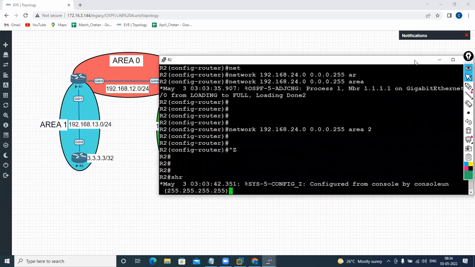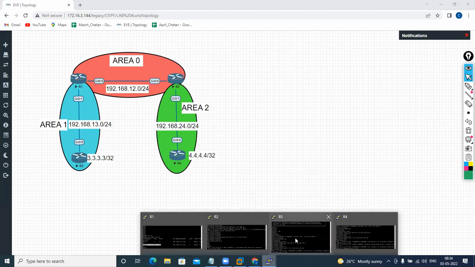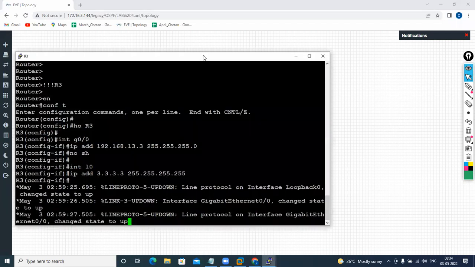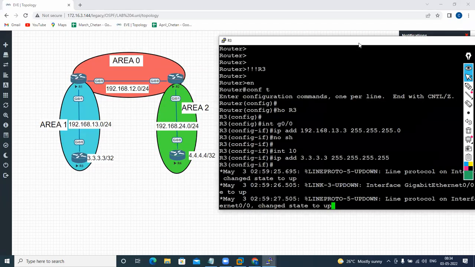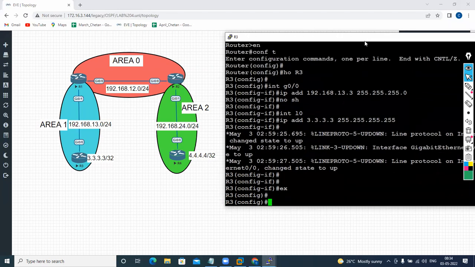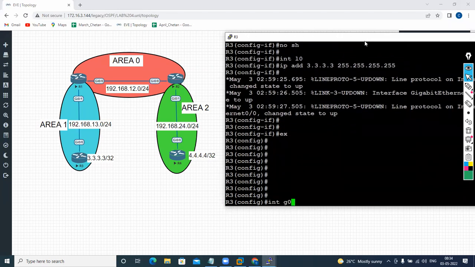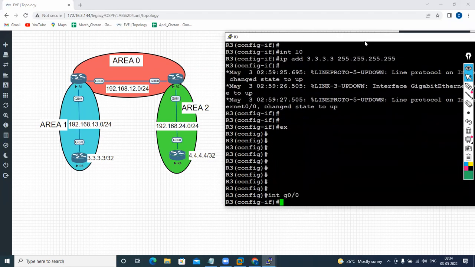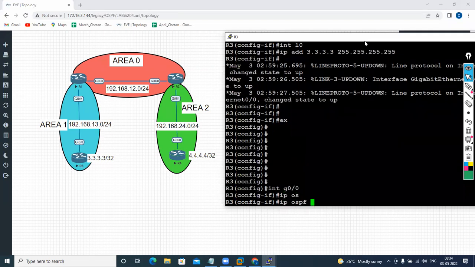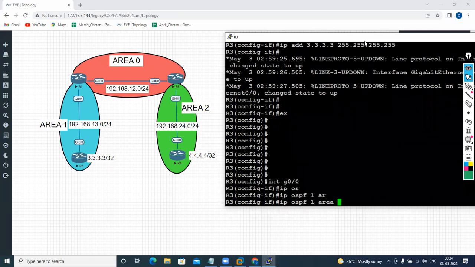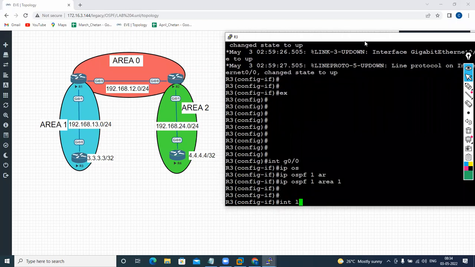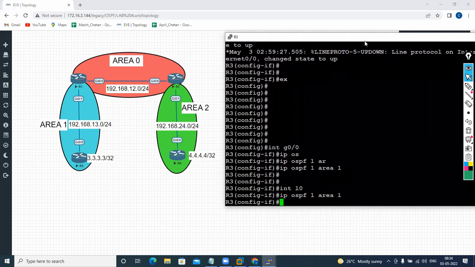No problem. Just go and enable under R3 and R4. On R3 and R4, we'll enable OSPF under the interface. How to do that? Go to interface 0/0. The command is IP OSPF 1, process ID, area and the area ID. Enter. Go to interface loopback 0 and enable OSPF. Very simple.